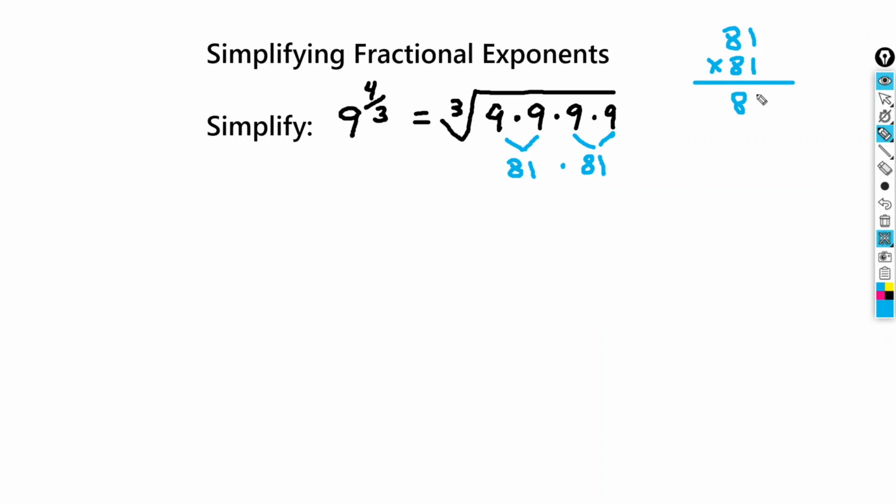Let's see, we have 81. If we do 1 times 1, 1 times 8, then 8 times 1 is 8, and then 8 times 8 is 64. So this works out to be 6,561. Now, if you've seen my video on divisibility rules, let's add this up. Actually, let's first write it as now the cube root of 6,561.